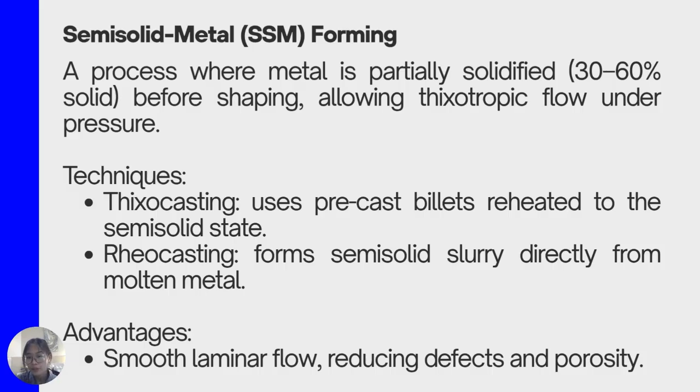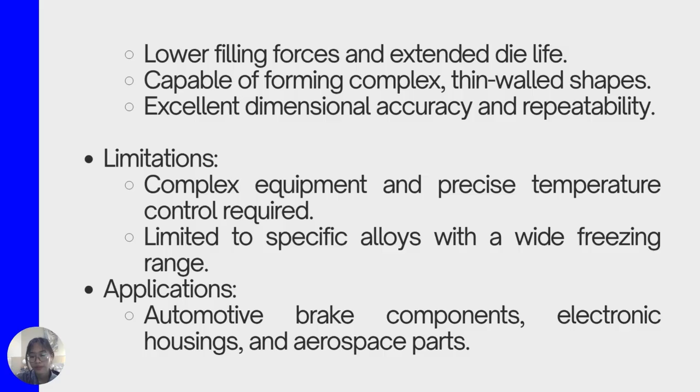And SSM forming, or semi-solid metal forming, is a process where metal is partially solid, 30% to 60% solid, before shaping, allowing thixotropic flow under pressure. The technique used is thixocasting, using a precast billet reheated to the semi-solid state, and rheocasting, forming semi-solid slurry directly from molten metal. The advantage is smooth laminar flow, reducing defects and porosity. Other advantages of SSM forming are the lower filling force and extended die lifetime.